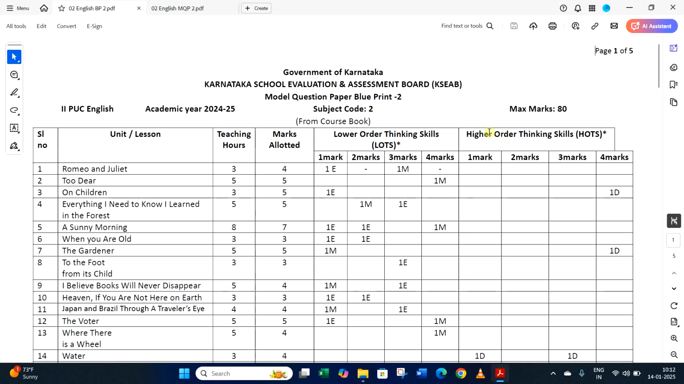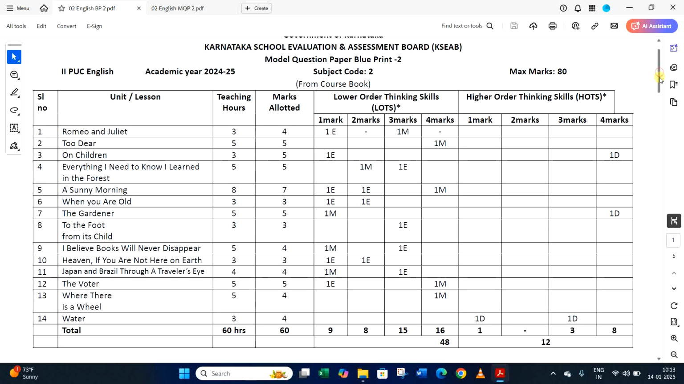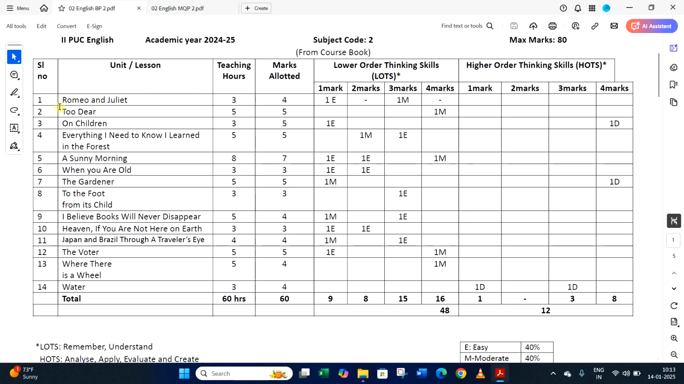And then here in two columns you can find at the top LOTS and HOTS. LOTS talks about lower order thinking skills, and HOTS talks about higher order thinking skills. So let us understand one by one how the marks are allotted to each lesson. My dear students, let us understand each lesson.